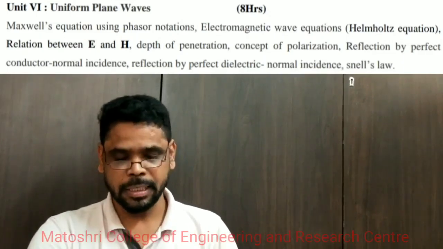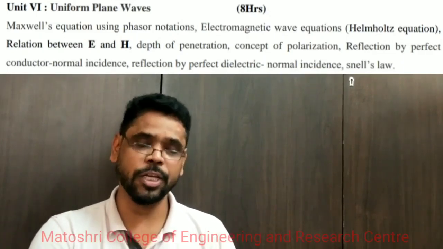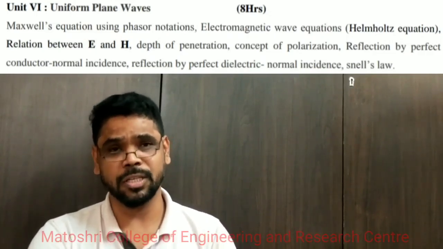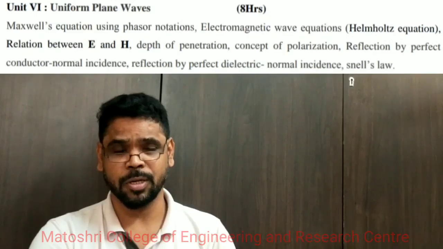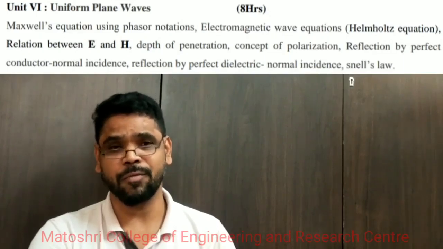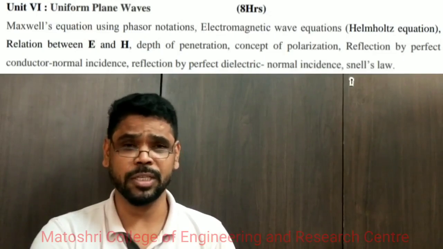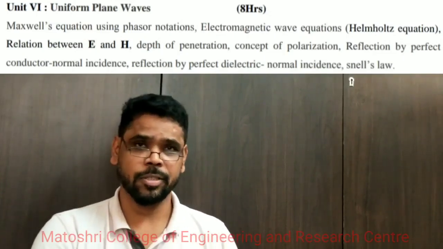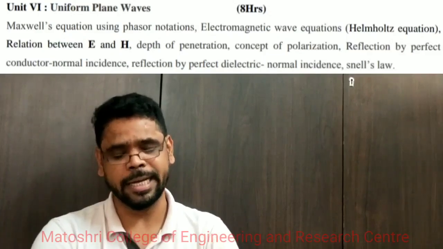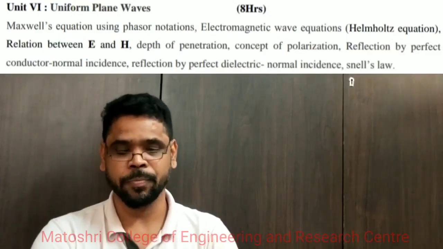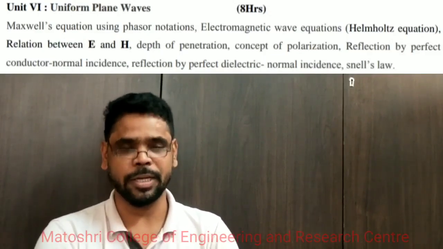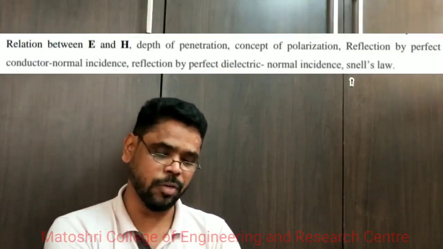Then after that, the same unit deals with the reflection of electromagnetic waves. So it covers reflection along a plane surface or an oblique surface, then the reflection coefficient, the transmission coefficient, and Snell's law. So this is the entire course of electromagnetics. Now first we'll start with the first unit, that is electrostatics.